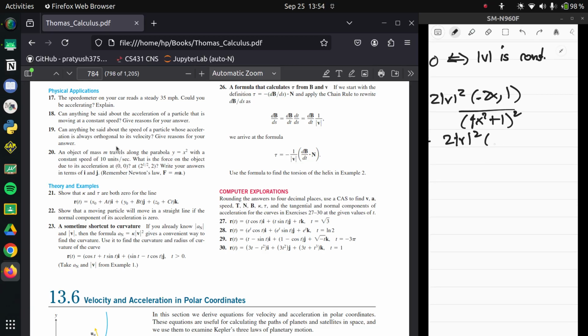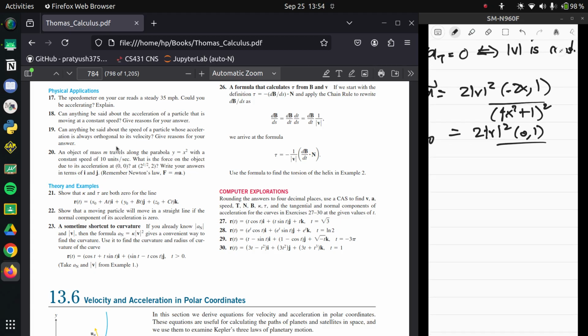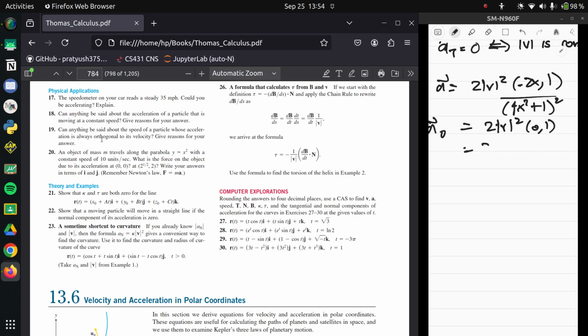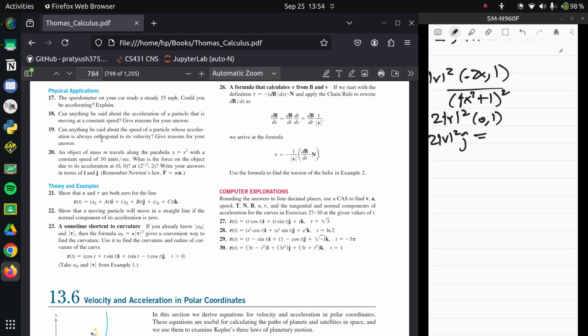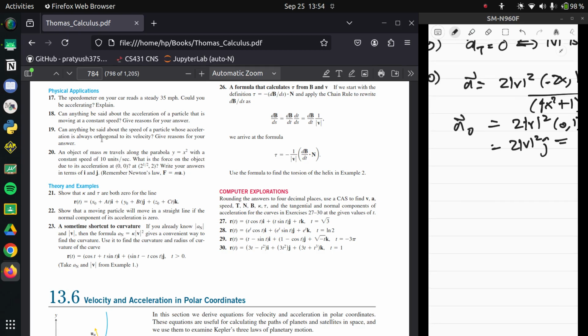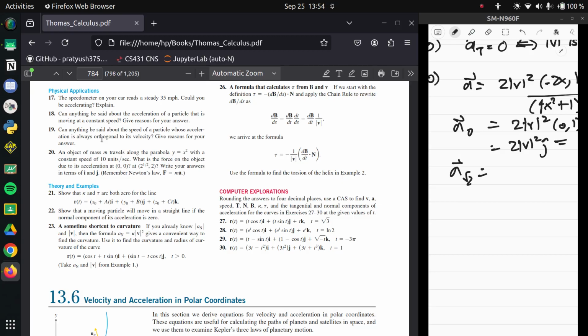So this is 0 comma 1 upon 1 square, just 1. So it should just be like 2 v square j hat, which is, so what's v square? Just 100, so just 200 j hat. And then the acceleration at what?